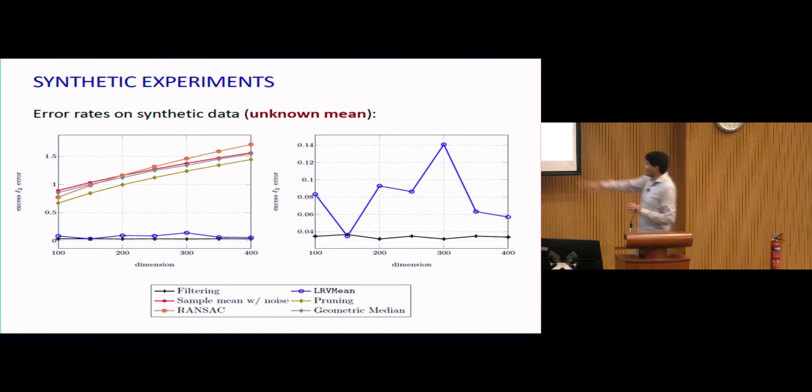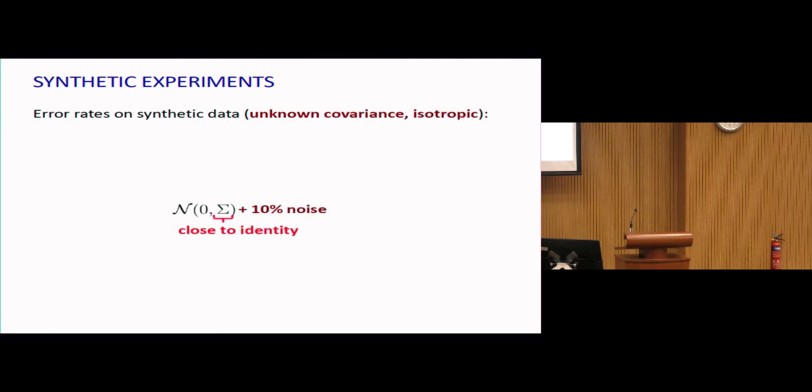This was the Lai, Rao, and Vempala algorithm that I mentioned right down here. And this little black curve that almost looks like the x-axis is actually the error of this filtering algorithm that I told you. And you can see that it very clearly doesn't have this curse of dimensionality for how its robustness depends on the dimension.